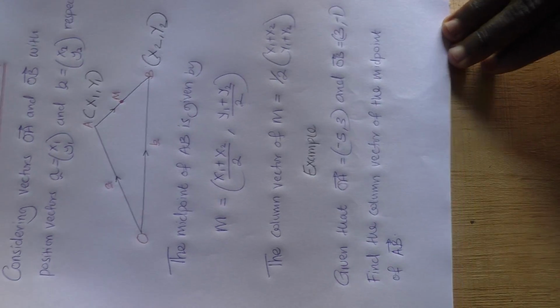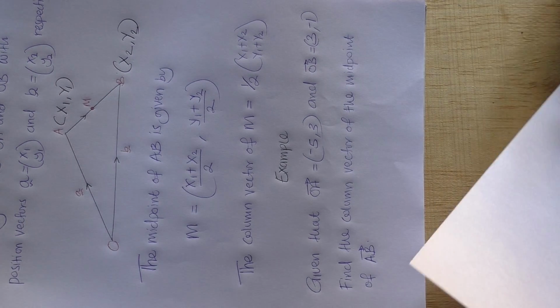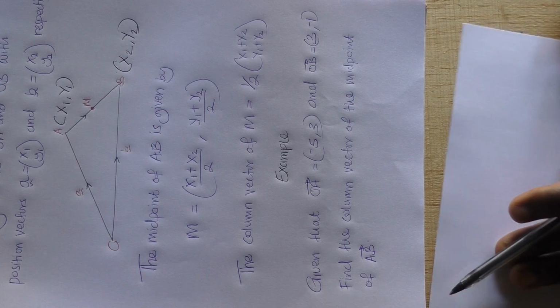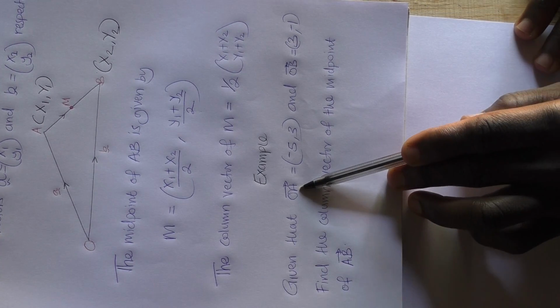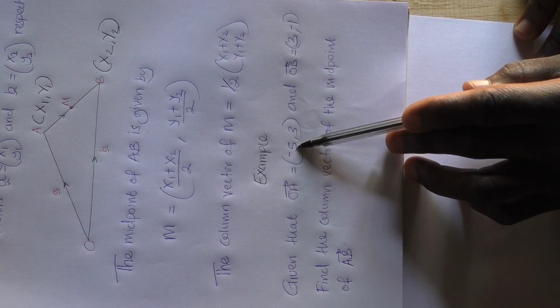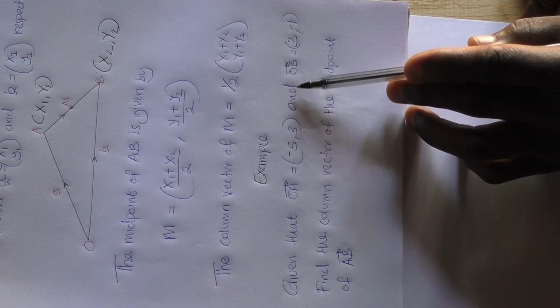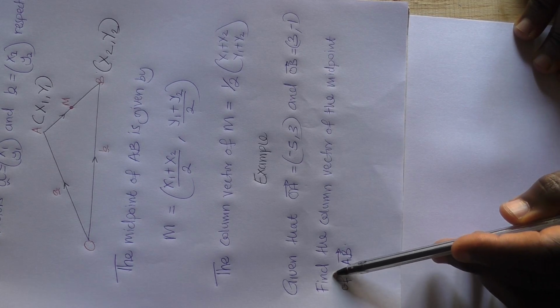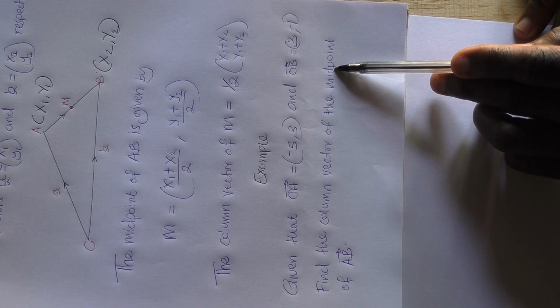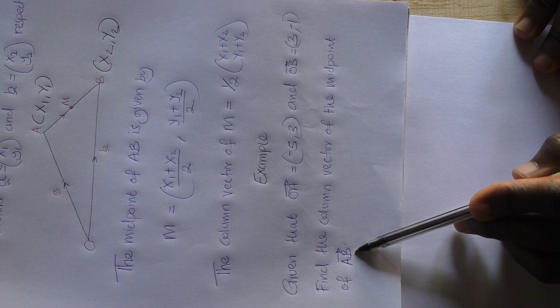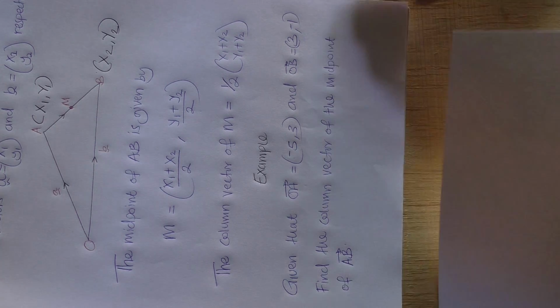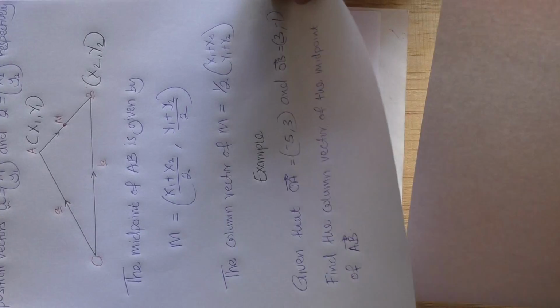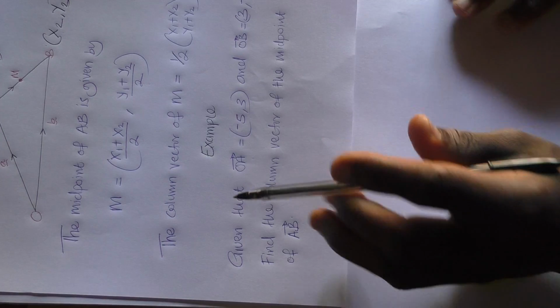For instance, we have a question here which says, given that OA is negative 5, 3, and the OB is 3, negative 1, we are supposed to find the column vector of the midpoint of AB. So, how do we get this? We can sketch this.